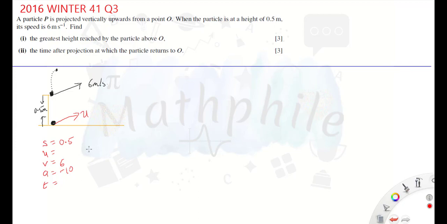Yes, sir. Okay, so with this one, which of the SUVAT equations are we going to use? I want U. I think V squared is equal to U squared plus 2AS. So let's use V squared is equal to U squared plus 2AS. So the V over here is going to be 6. 6 squared is equal to U squared, which we don't know, plus 2 of acceleration, which is negative 10, and the 0.5.